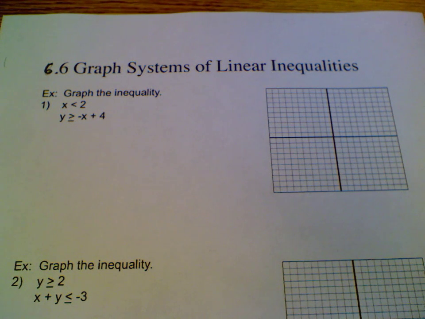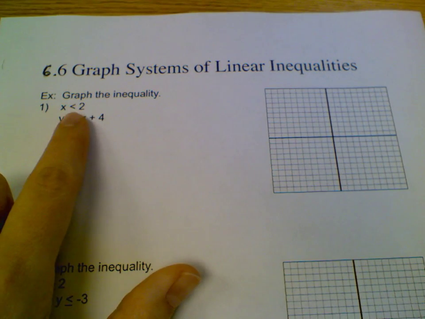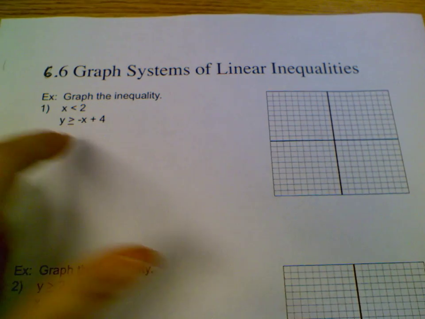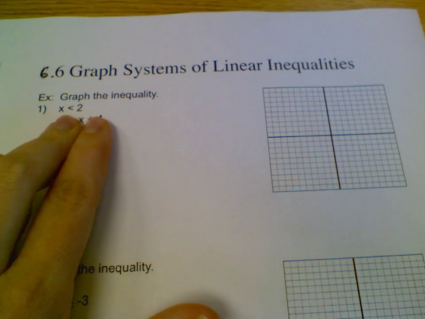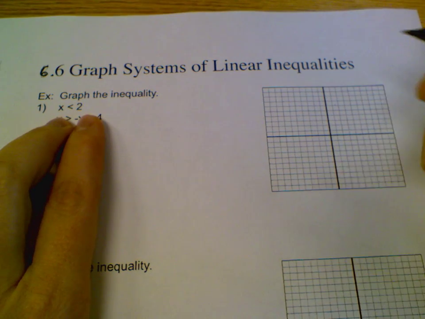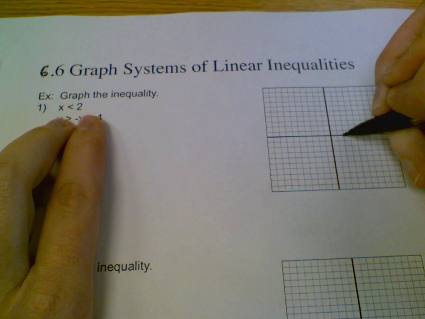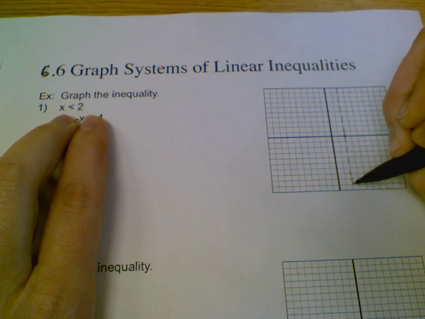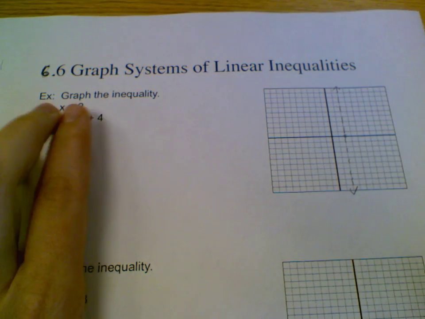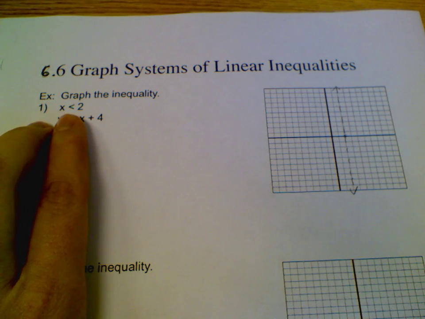Okay, last section in chapter 6 is where you're going to graph systems of linear inequalities. So we already practiced graphing one of them, so now you're just going to graph two of them together. I would go ahead and start the first one. So x is less than 2 means I would be at 2 on the x-axis. I would have a dashed line, and then since it's less than, I would shade everything to the left.